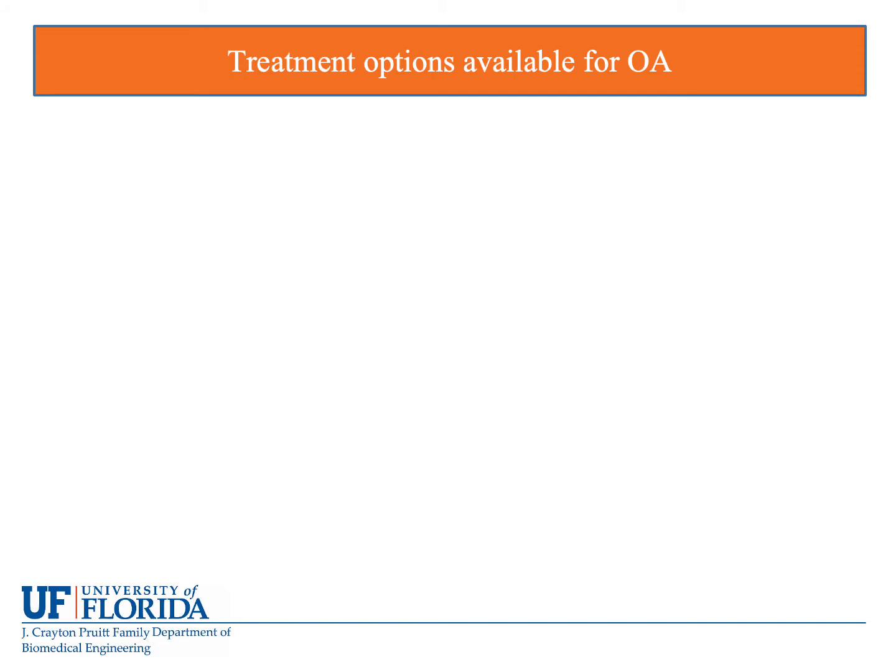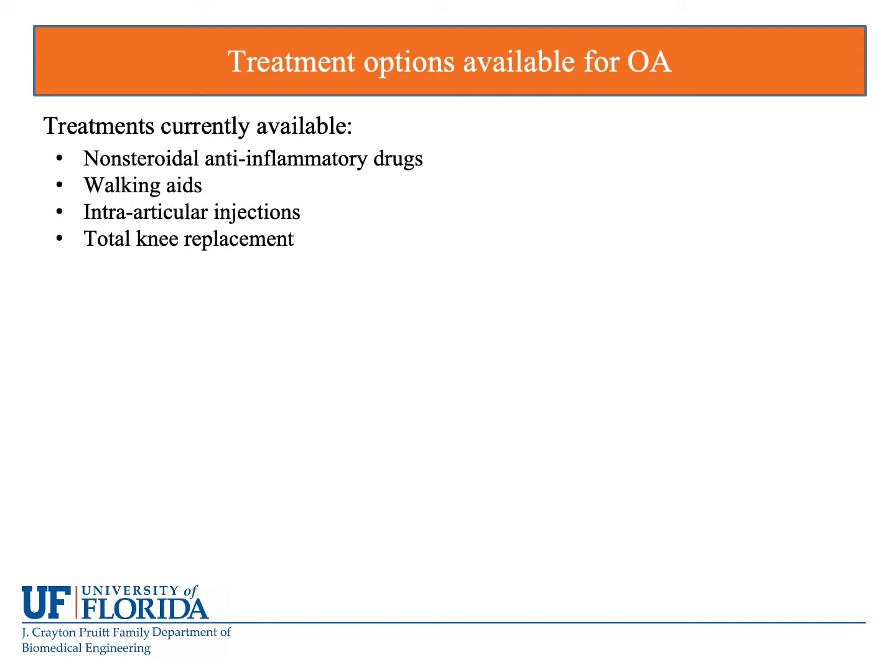Treatment options available for OA. Treatments currently available include over-the-counter oral painkillers such as non-steroidal anti-inflammatory drugs, walking aids, intra-articular cartilage injections, and total knee replacement. Although the first 3 treatments aid in relieving pain, pressure, and inflammation, they all have one end result, a total knee replacement. When cartilage is damaged, it does not regenerate.